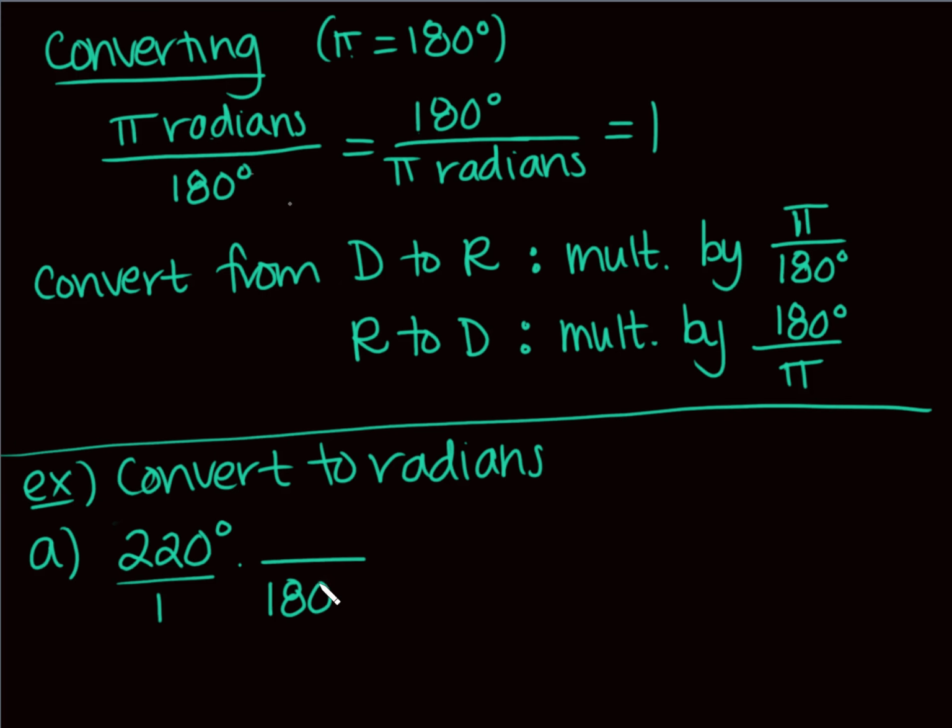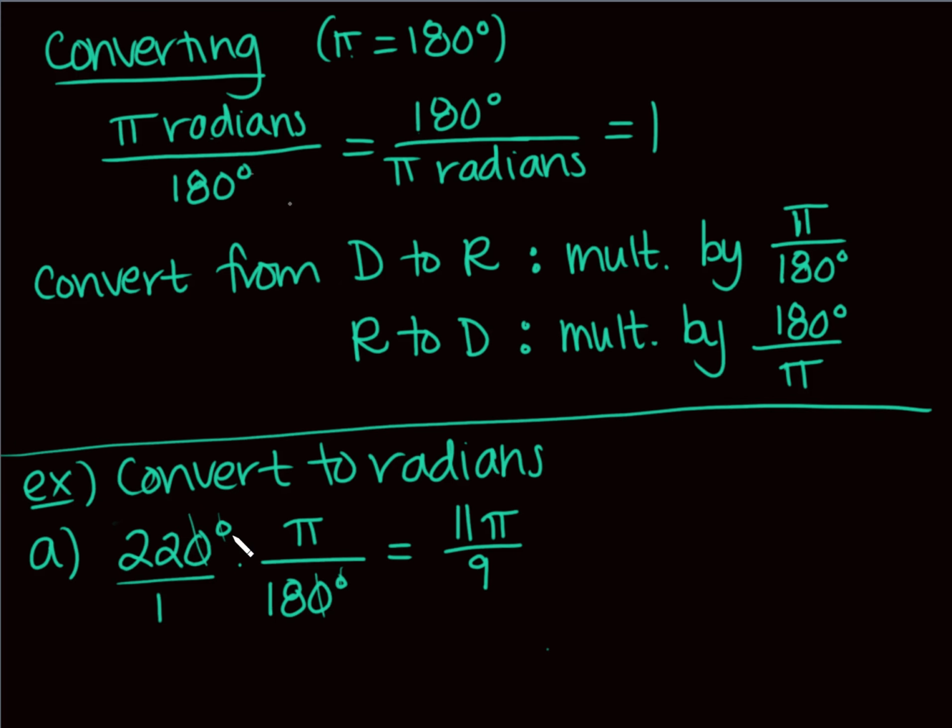So I'm going to take 180 degrees and put it on the bottom, because do you see kind of how the degrees cancel? And I'm going to leave pi on the top. I'm going to write this as a multiple of pi, and in this case it sure does make sense because I don't have some weird decimals. So I'm going to simplify. I'm going to cross off the zeros and then divide everything by 2. So it looks like I get 11 pi over 9.